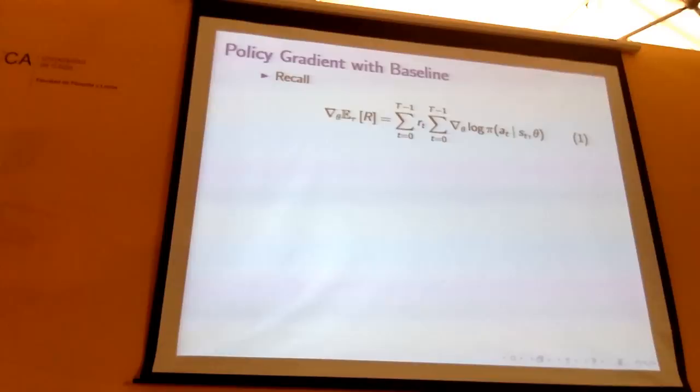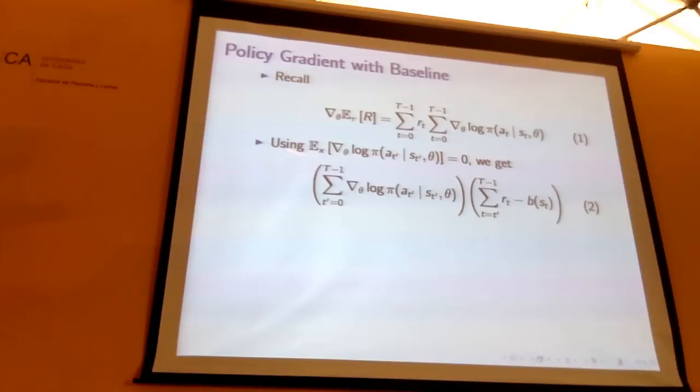So now we can apply the same idea to policy gradient estimation. Recall that here's our policy gradient estimator, and the upper index should be T as before. Here we're going to use the fact that the expectation of grad log probability is always going to be zero. Here, this should say expectation over a prime.